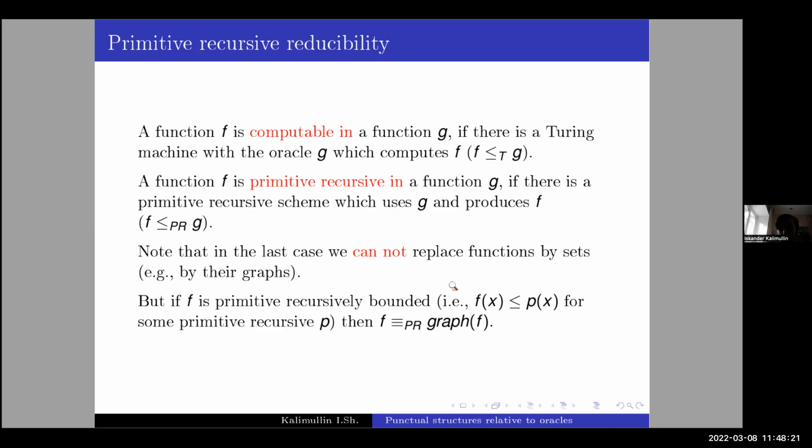But if f is primitive recursively bounded, so if the value of f(x) is always bounded by some primitive recursive function, f may not be primitive recursive itself, but it's easy to see that f is PR equivalent to its graph. So you can make reducibility on both sides. From f to the graph we can always do that, and vice versa, we can produce f using the graph. But it's only one case. In general, not.